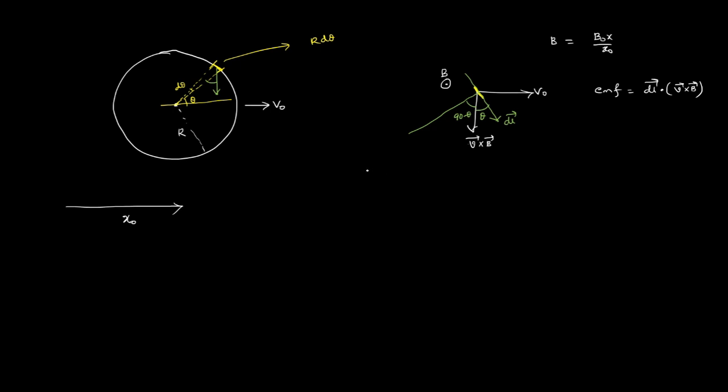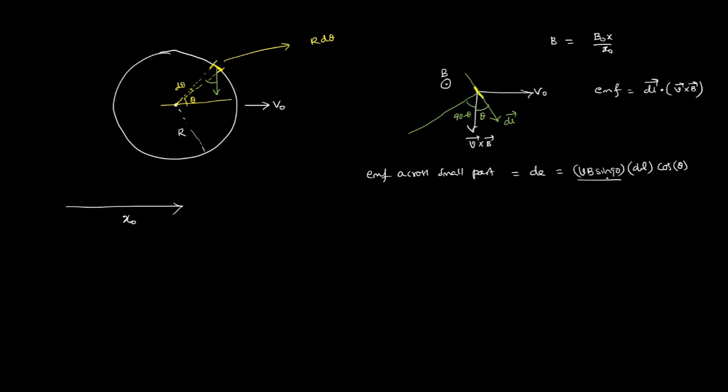Okay, then what is the EMF across the small part? EMF across the small part I can write down as d(EMF), which is (v bar cross b bar) dot dl bar. V bar and b bar are perpendicular to each other, so v bar cross b bar magnitude is simply vb sine 90. Multiplied with the length of the small part, dl, multiplied with cos of the angle between them, which is theta. Hope you understood.